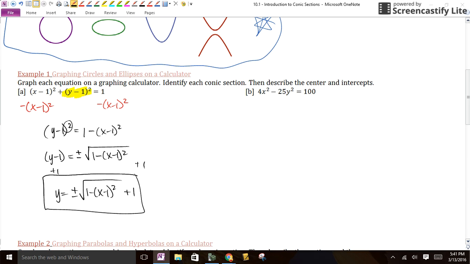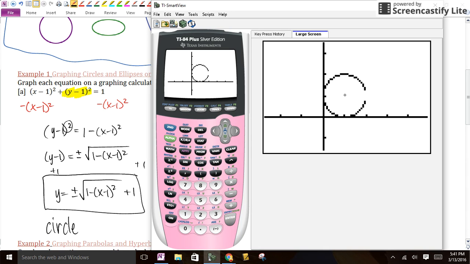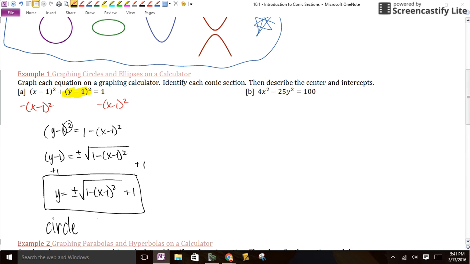They wanted me to come over here and say what kind of conic it is. I'm going to say a circle and describe the center. All right, let's go back, and I'm going to guess the center is right about here. Was that over 1 and up 1? So we're guessing here. The center, I'm going to say, is 1, 1.